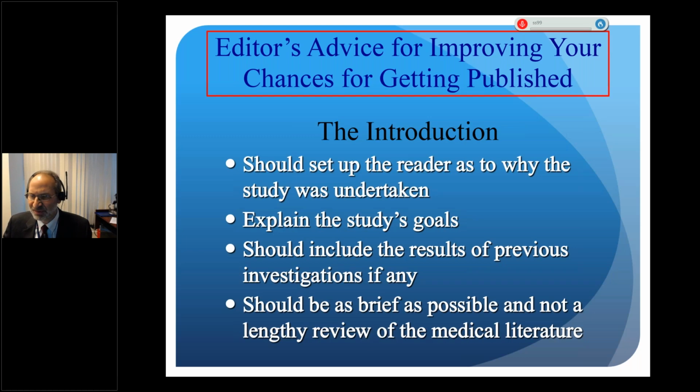The introduction should be brief. It should not be a lengthy review of the medical literature. It should only be a setup. You're doing this study for the following reasons. Previous studies have supported your conclusion, or previous studies have had different results, and that's why you're doing this study, because you're looking at it from a little bit different angle. That's all you need for the introduction.